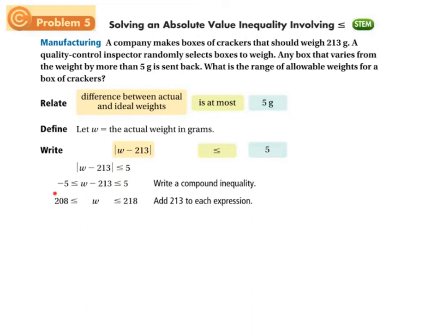And when we add 213 to both sides, we get this. So what does that mean for us? That means that the weight of a box of crackers must be between 208 grams and 218 grams inclusive. The word inclusive means it could be that number itself. It doesn't have to be just greater than or less than, but it could be those values as well. It's an or equals situation. Inclusive means include those numbers in the set.